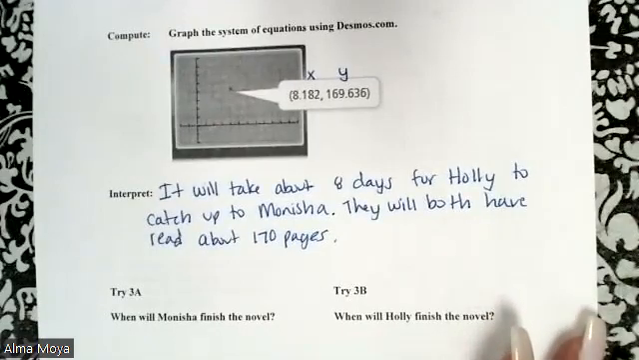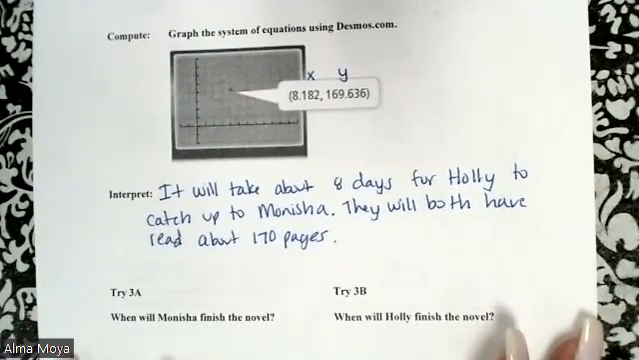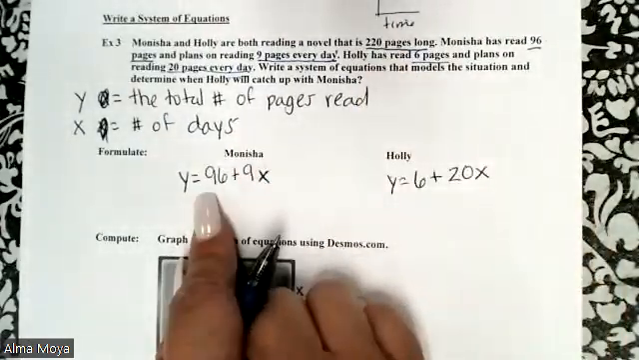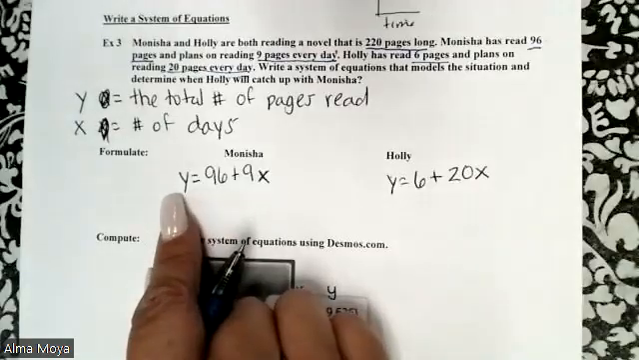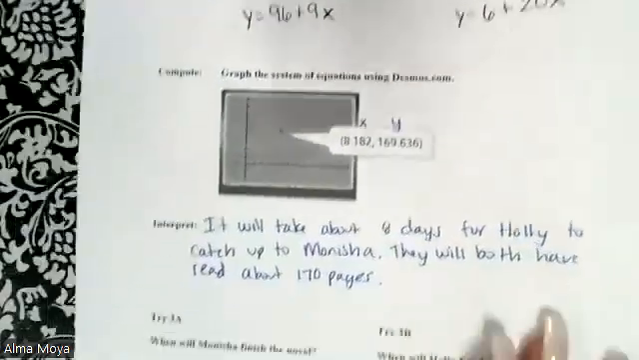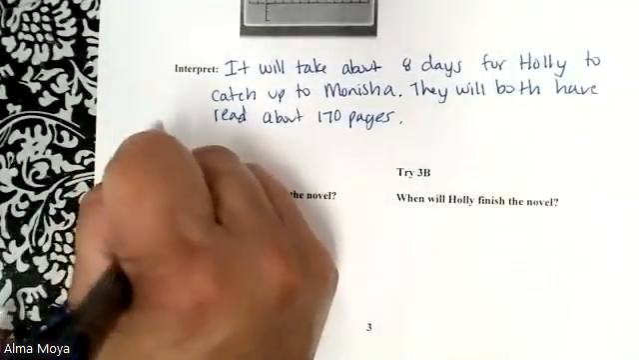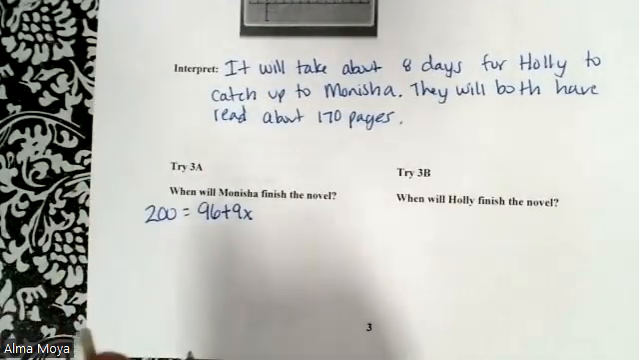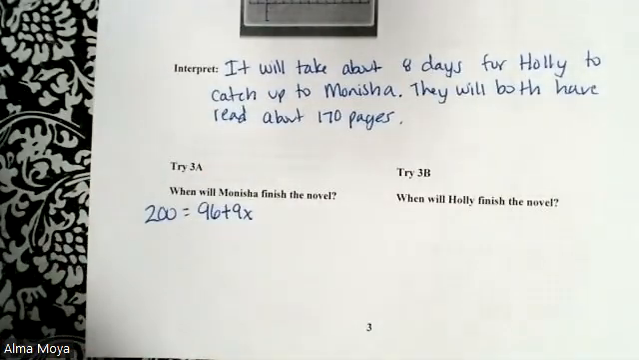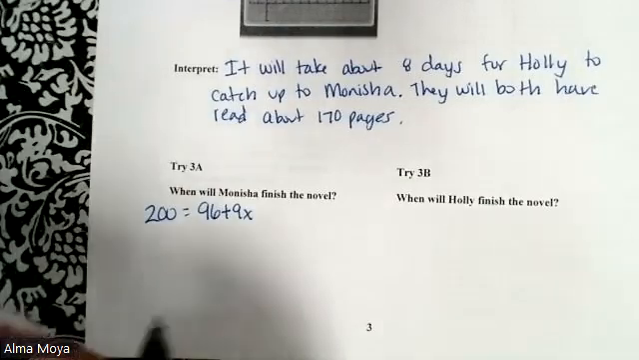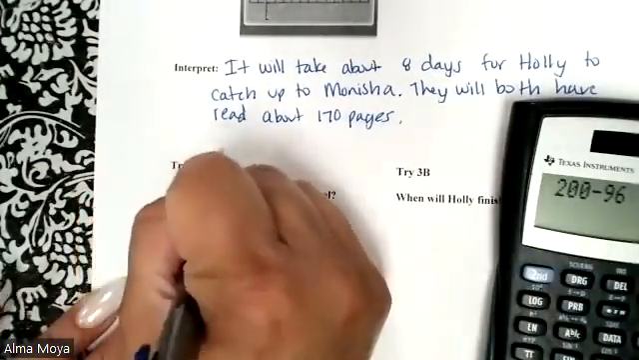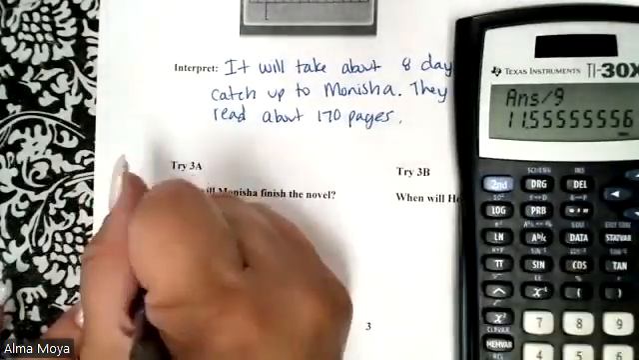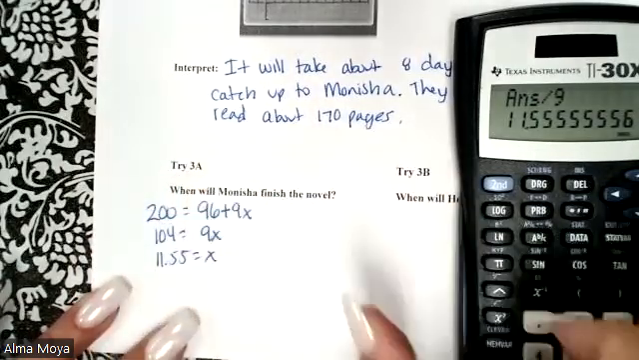When will Manisha finish the novel? Now, keep in mind that the novel was 220 pages, and this is Manisha. So what I need to do is set 200 equal to the 96 plus 9x. So 200 equals 96 plus 9x. I'm going to subtract 96 from both sides. So 200 minus 96 equals 104. And then I'm going to divide that by 9. And my answer is 11.55 days.